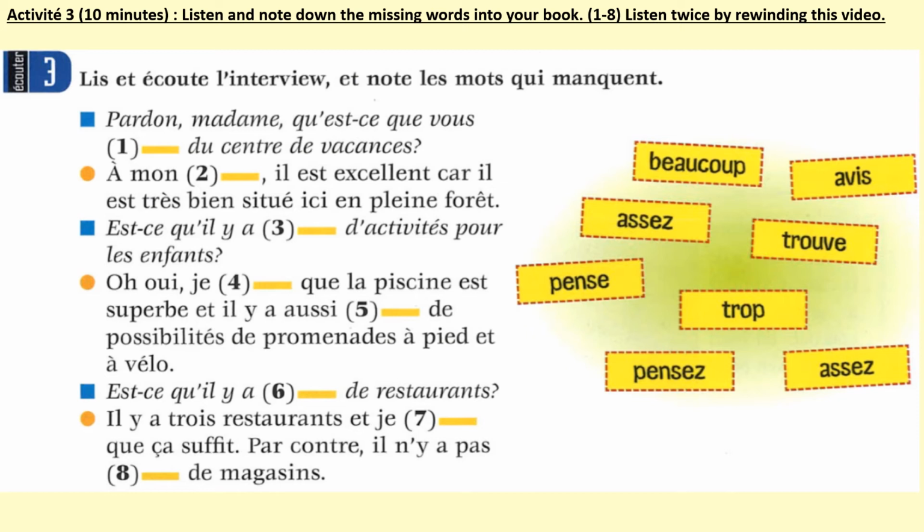Activité 3. Listen and note down the missing words into your book. Number from 1 to 8 in your book. You do not need to copy the whole conversation. Page 83. Exercice 3.